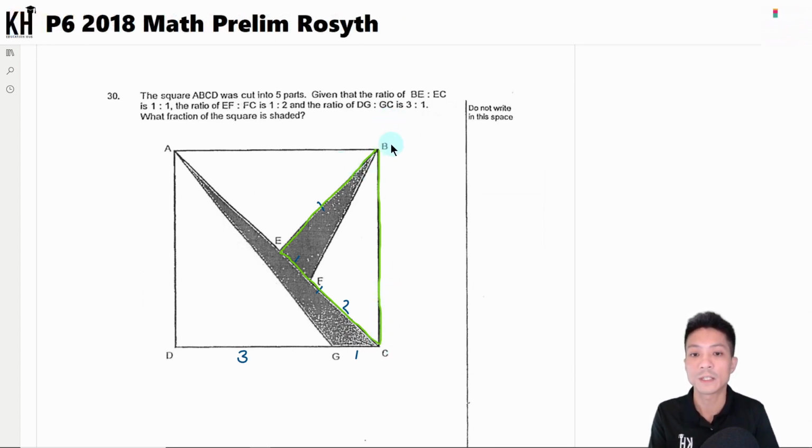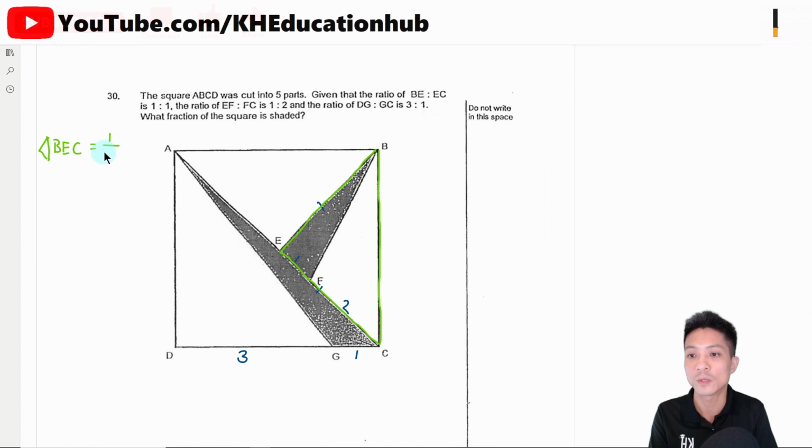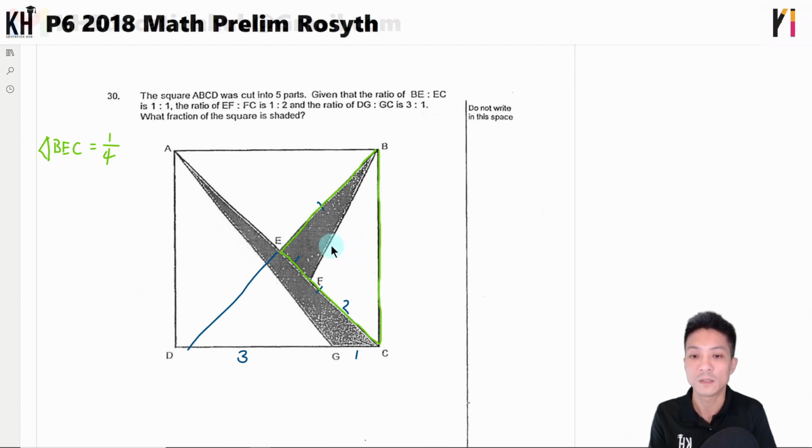Okay, so let's take a look at triangle BEC. You should realize that triangle BEC is actually a quarter of the whole square. So I'm gonna draw the triangle BEC, which equals a quarter of the whole thing, right? Because BE is equal to EC, so this E is like the middle of the square. And if I extend the line here, it's gonna cut it into 4 triangles, which are exactly the same.